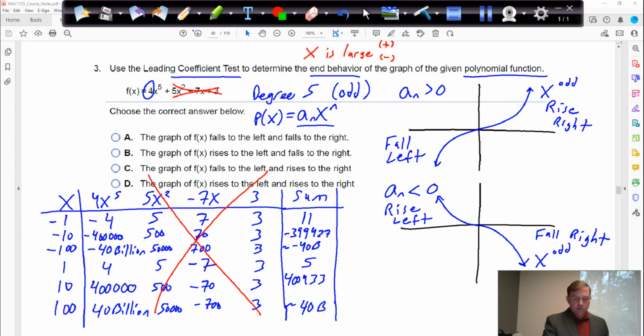So we have a positive leading coefficient, and we have an odd power, so it matches this first one I drew, matches this one right here. Positive coefficient, odd power, so it's going to fall to the left, rise to the right, and the best answer for that one is C. Now the next problem we'll look at even powers.